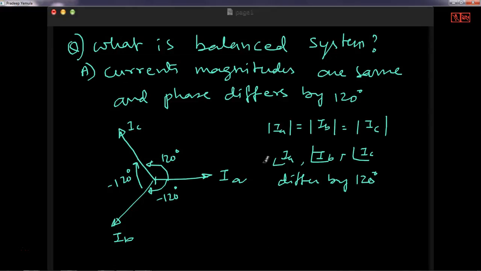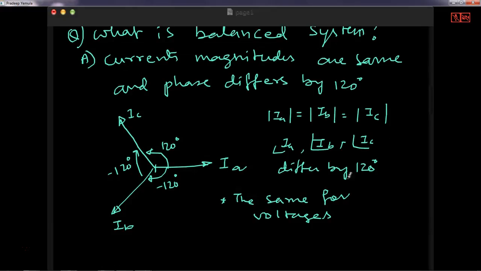Now, what about voltages? I am just talking about currents. The same conditions apply for voltage also. A set of three-phase voltages can also be balanced or unbalanced. Typically, let's say you are generating balanced voltages, and then it is causing unbalanced currents. So the voltages will be balanced, but the currents will be unbalanced. So that can happen. This is the question: what is a balanced system?